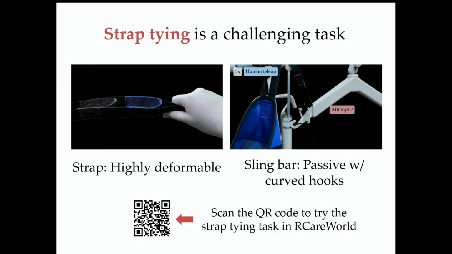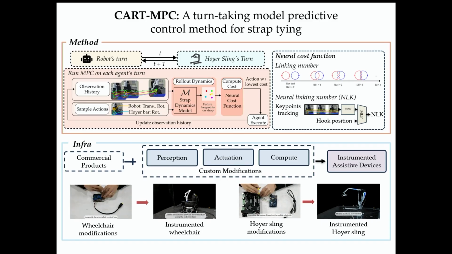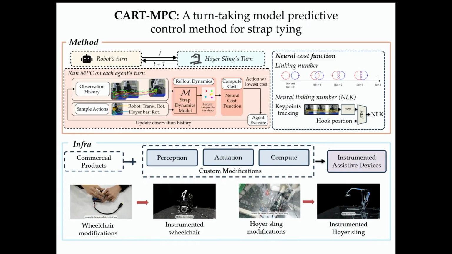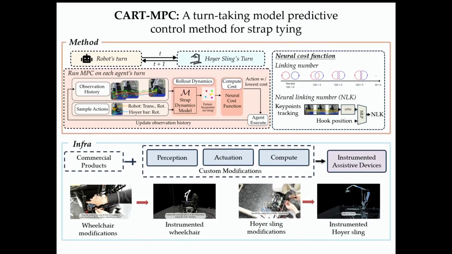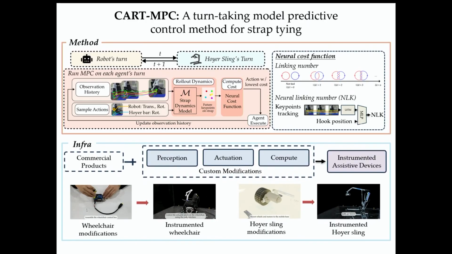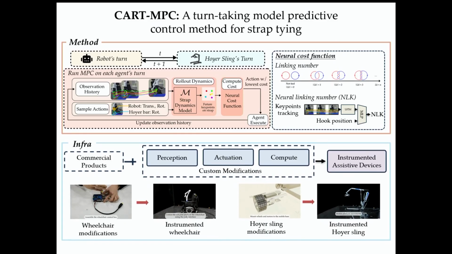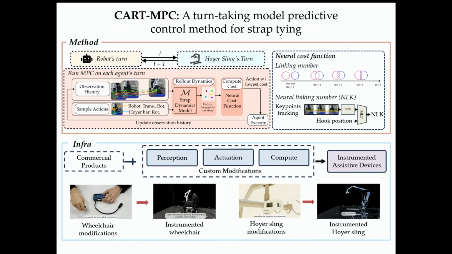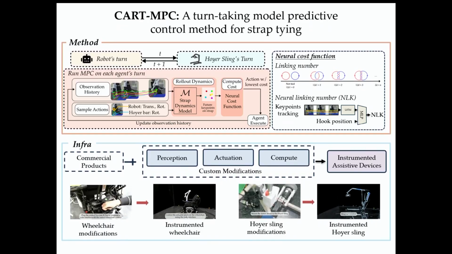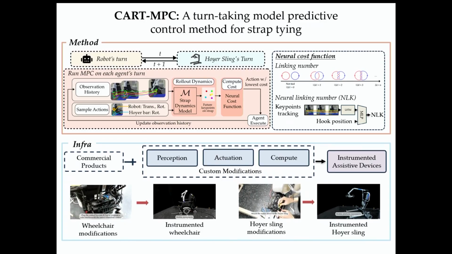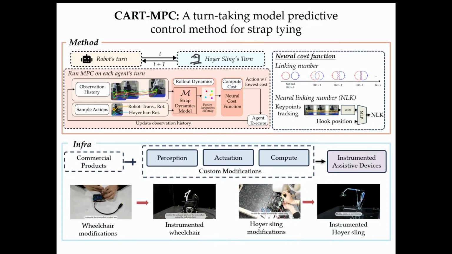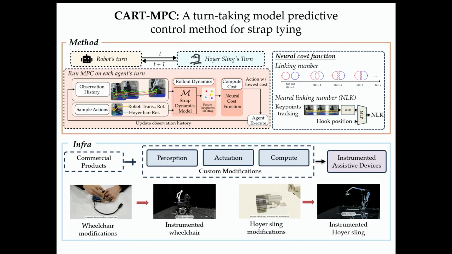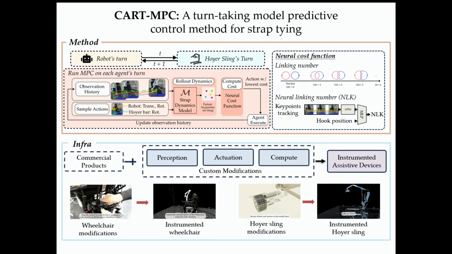The way we did this is, it's kind of a busy slide, but I'll just give you the high-level insight. The high-level insight is that we use a turn-taking multi-agent model predictive control. What that means is we have a robot that is the leader, the robot arm, and the assistive devices, the wheelchair and the Hoyer sling, are the other agents that the robot is controlling. At every turn, each of them decides what to do so that the overall objective of picking up a person and then placing them is achieved.